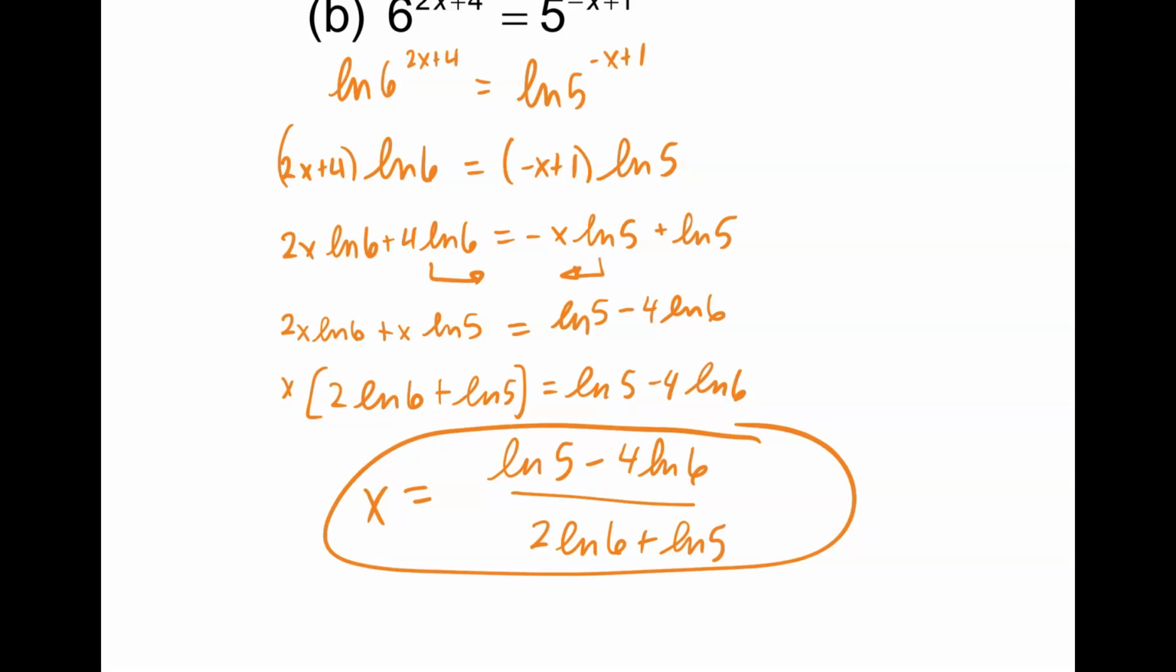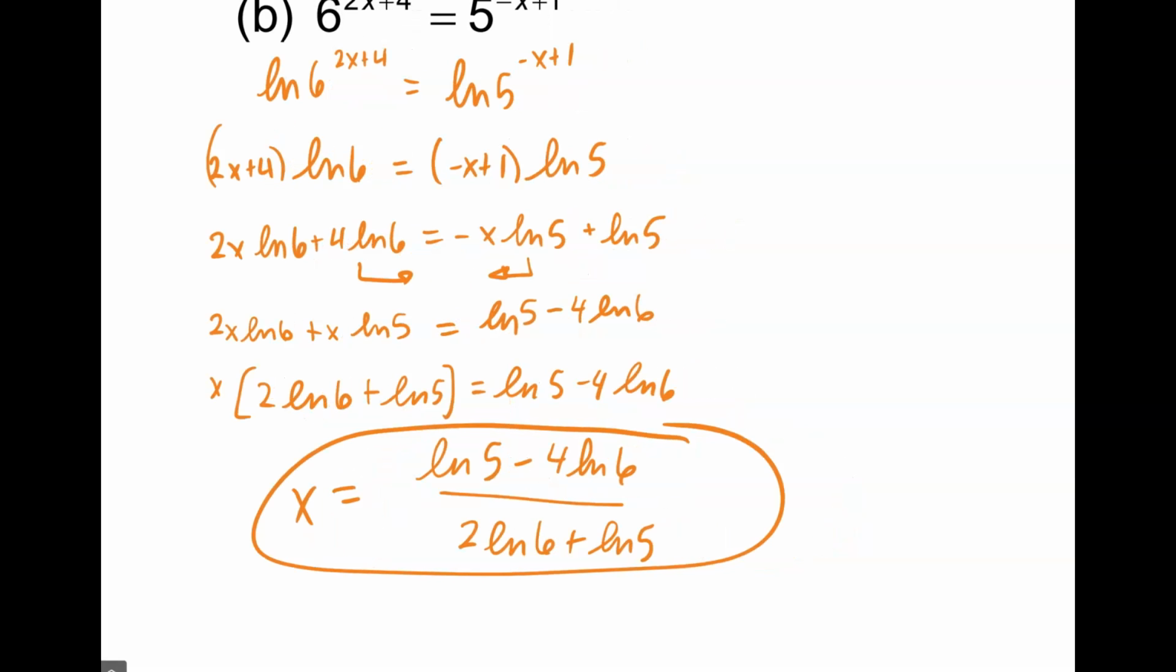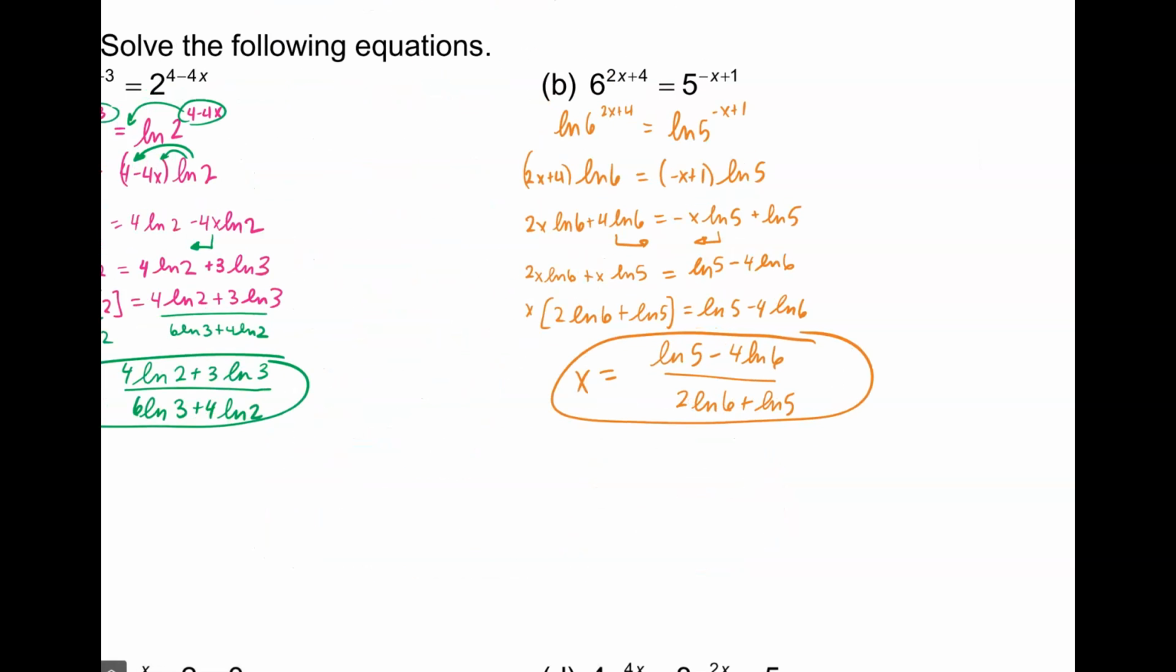Can you cross out both ln 5? No. It's kind of like if you had x minus 4 over 2 plus x, you can't just cross out the x's, right? It's similar to that.